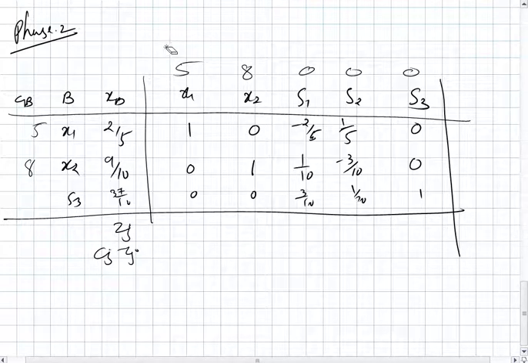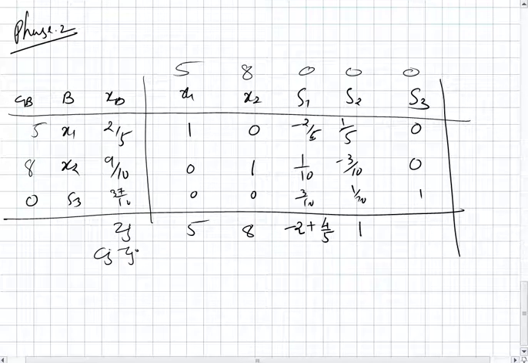So zj are 5 times 1, that is 5, 8 times 1, that is 8. Now here it is 5 times minus 2 by 5, so it is minus 2. 8 times 1 by 10, so it is 4 by 5. Here it is 5 times 1 by 5, so 1. 8 times 3 by 10, so minus 12 by 5.